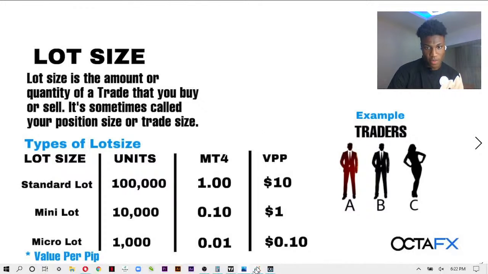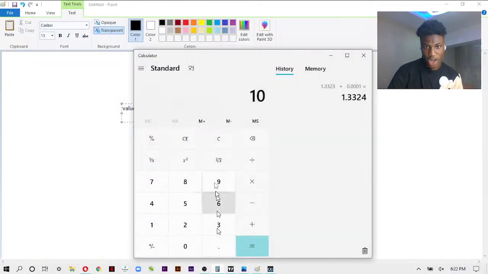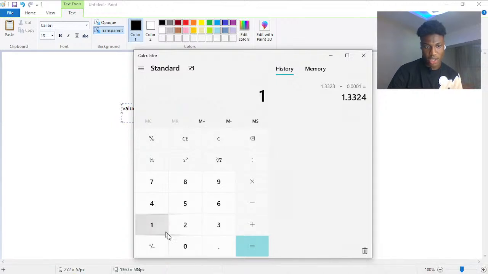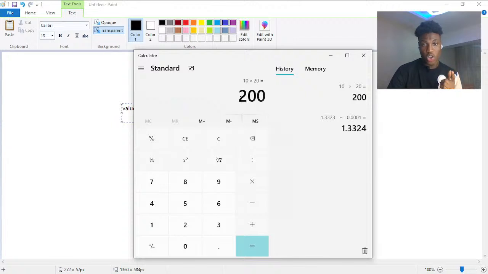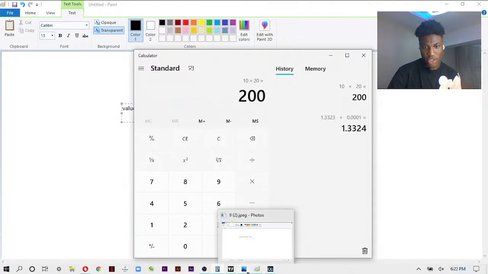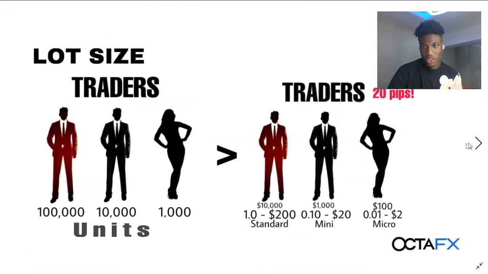What's the formula? Value per pip multiplied by the amount of pips you want to make in profit. $10 value per pip multiplied by 20 pips he wants to make in profit. He's going to be profiting $200 from that trade, right? So value per pip multiplied by pip count in profit, whatever profit you want to make, is going to give you your reward in dollars. So this is how this guy got $200.